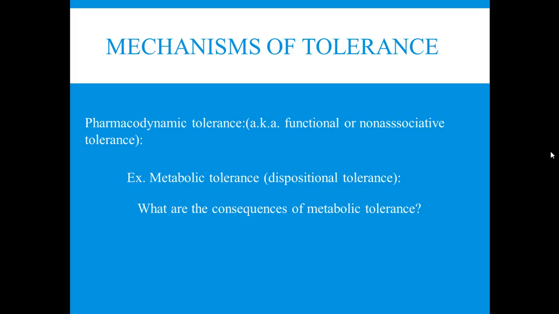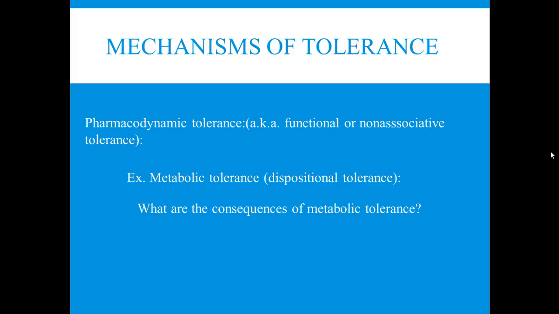So when we use that word associative here, and I see that I have too many S's here, but it's too late to correct that, so I apologize for that. But when we talk about non-associative tolerance, this is a type of tolerance that does not involve any learning. As a matter of fact, pharmacodynamic tolerance does not involve any learning. Here I'm only giving one example of pharmacodynamic tolerance. That is metabolic tolerance, what we also call dispositional tolerance.